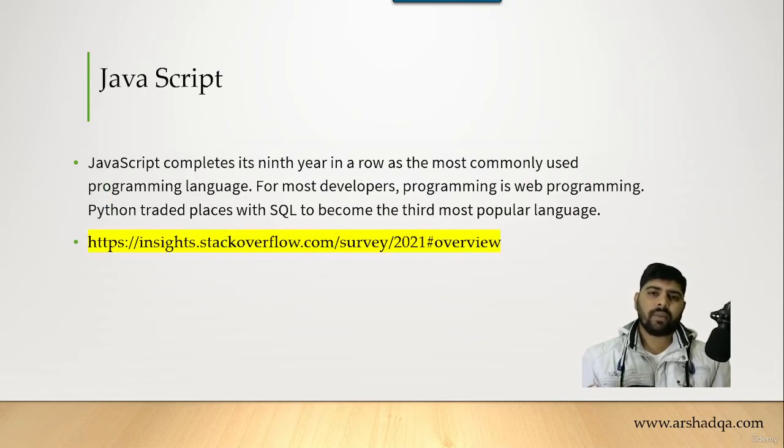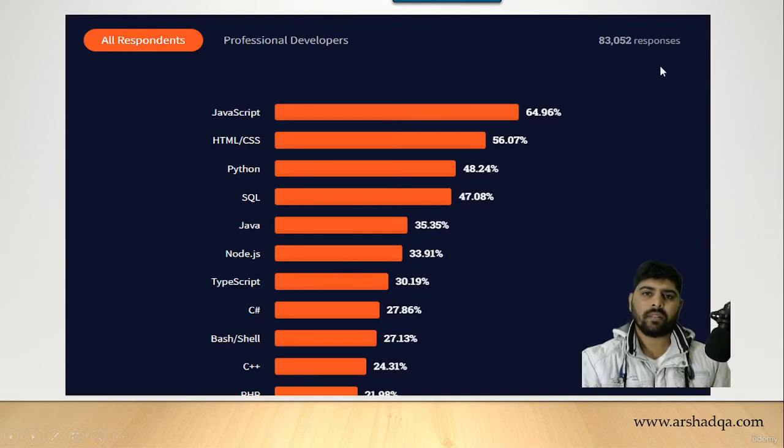When we talk about JavaScript, JavaScript completes its 9th year in a row as the most commonly used programming language. For most developers, programming is web programming. Their first programming language is JavaScript. And in the Stack Overflow survey, JavaScript is at the top, and the third one is Python. Python is very popular, as you can see in the image. JavaScript 64%, HTML/CSS 56%, Python 48.24%. So JavaScript is at the top.